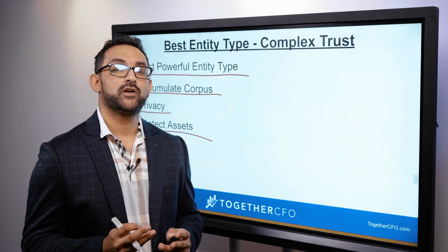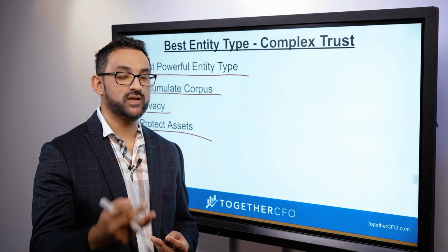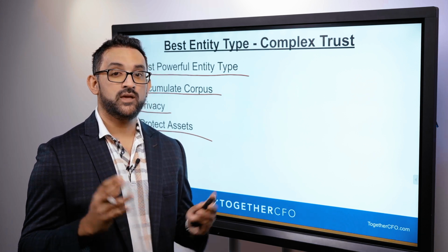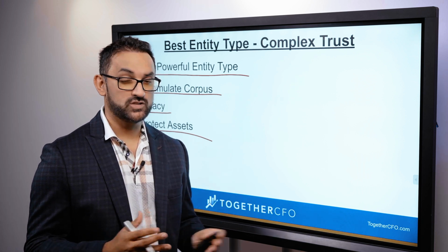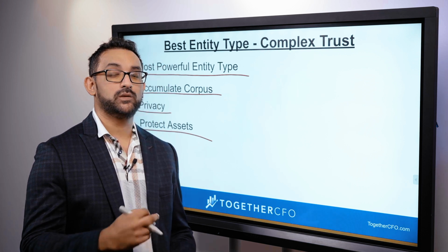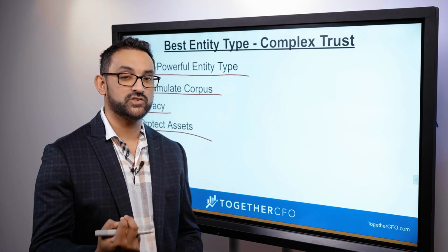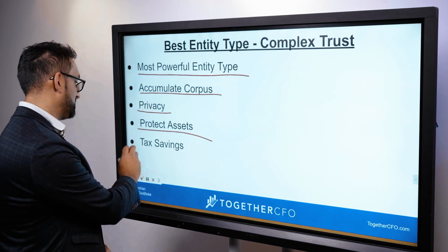You can protect your assets much more efficiently if they're owned by a complex trust than if they were in your own name. If you were to have a lawsuit come against you, you could potentially lose all your assets. If the trust owns the assets, they are going to be protected much more efficiently. Tax savings.